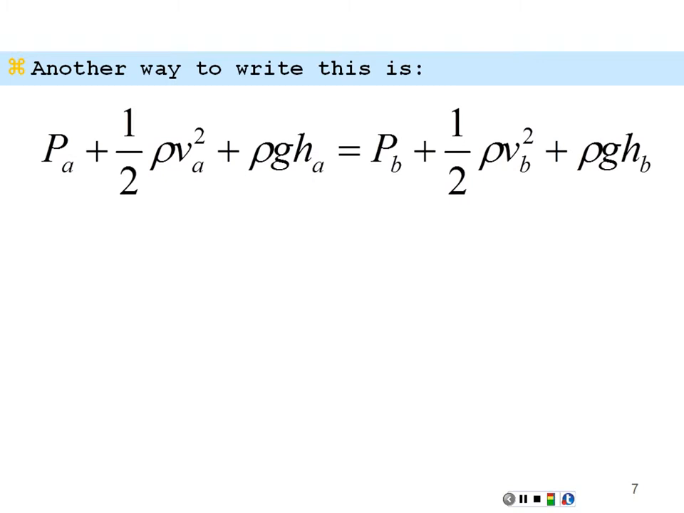If the pipe is on a level plane, then the height terms will cancel out, so they won't be a factor. If the fluid is not moving, like a static fluid that we've already dealt with so far in this chapter, then the 1/2 rho v squared terms would be 0.